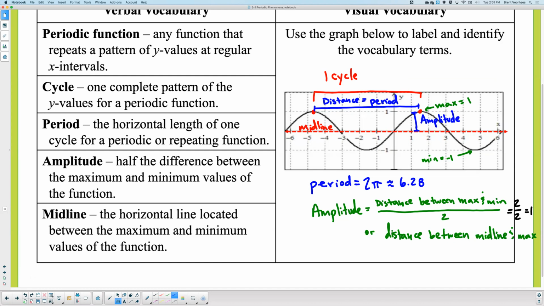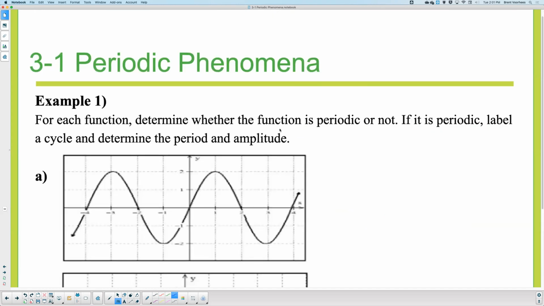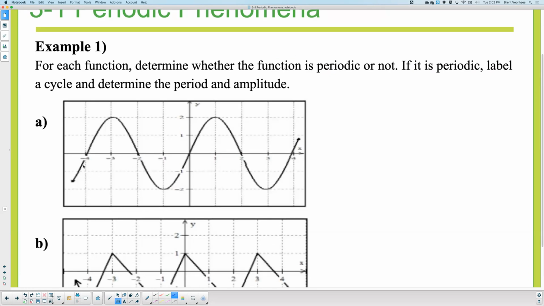Any question on that? All right, I'm going to jump right in. Today we are going to focus mostly on the idea of a period, and if something is periodic, we're going to determine what the period is. Okay, I want you to look at this first graph, part A here. It says first, determine whether the function is periodic. Do you think this is periodic? Yes or no?